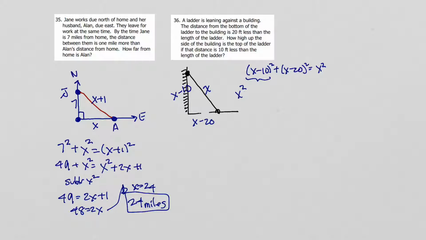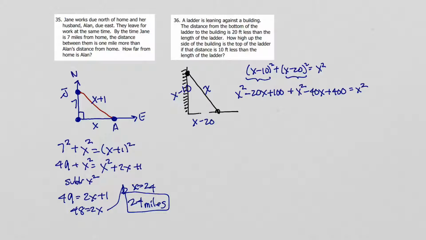We'll get x squared minus, multiply them together, we get negative 10x, double it, negative 20x, and then square the last, plus 100, plus this one here: square the first, x squared, multiply the two together, that's negative 20x, double it, minus 40x, and then square the last. Negative 20 times negative 20 is plus 400. That's all equal to x squared.